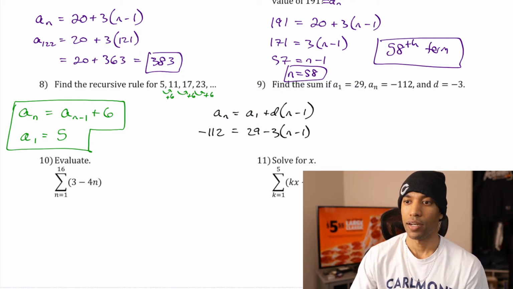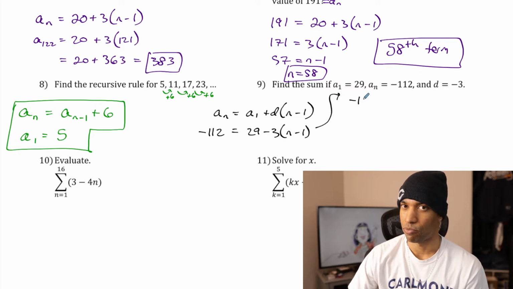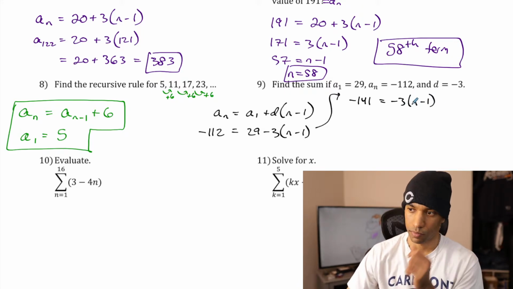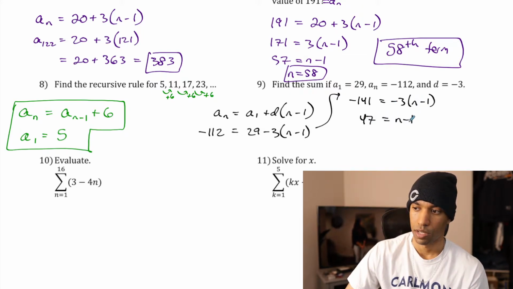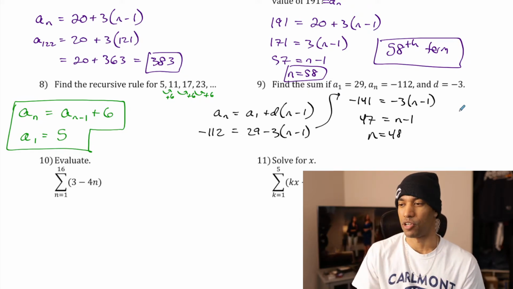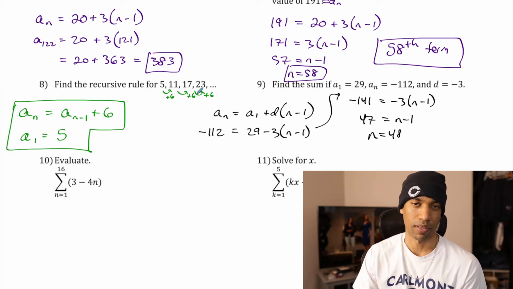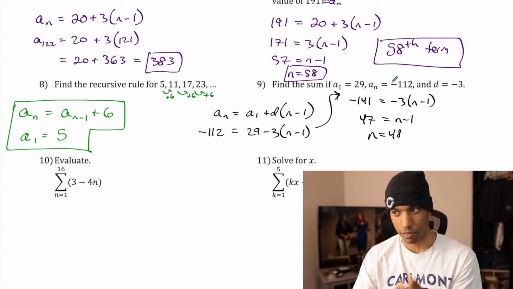All right, subtracting 29 from both sides. Remember, not 29 minus 3, but minus 29 from both sides will give you negative 141 equals negative 3 times n minus 1. Divide by negative 3, that is 47. Yeah, 47 equals n minus 1. Add 1 to both sides, you get n is 48. So we're going to use that. Make sure you don't get a negative answer. We can't get a negative number of terms. And again, you can't get a decimal answer. So if something like that happens, something went wrong. Okay, 48 terms total. That's how many terms from the first to last term.